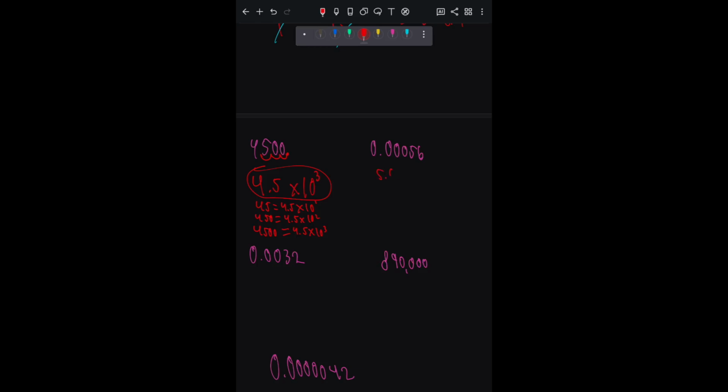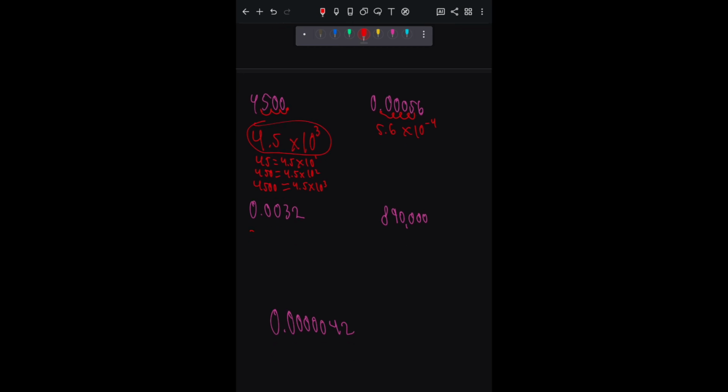Here, 5.6. How many times do you move it? 1, 2, 3, 4, so times 10 to the negative 4. Boom. I'm going to use my calculator to make sure that's right. Yep, it is. All right, good. Next, we got 3.2. How do we get that here? Well, 1, 2, 3, times 10 to the negative 3. Boom. It is that fast.